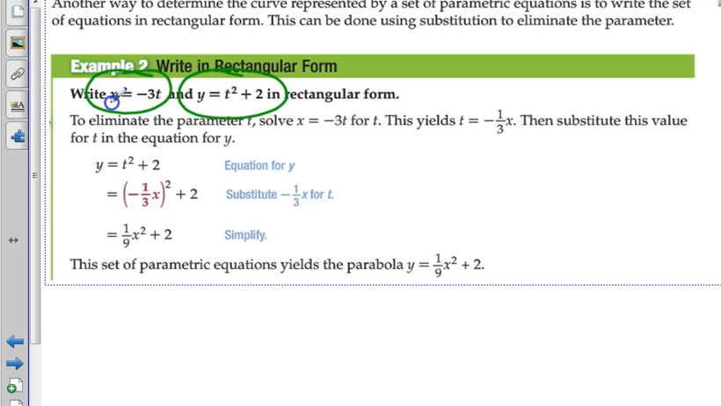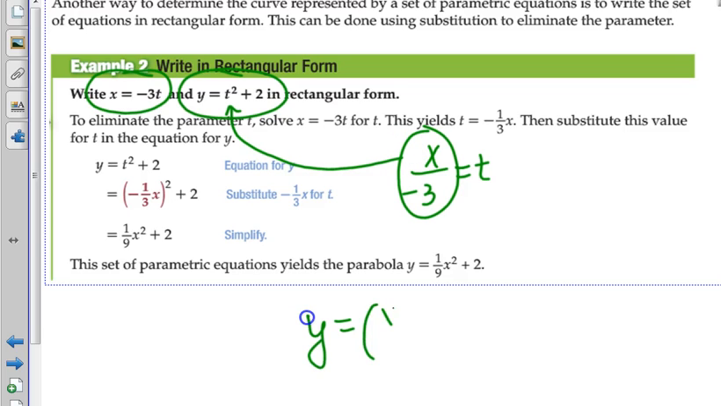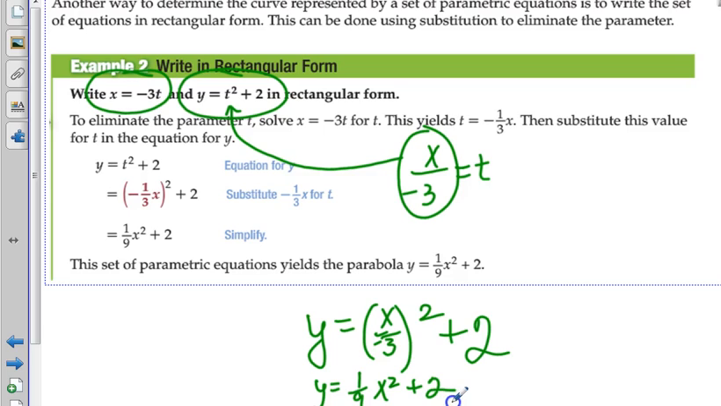I'm going to get the x by itself. I'm sorry, the t by itself in terms of x. What will that say? How do you get that t by itself right there? X over negative 3 equals t. And then I'm going to put this in here. Y equals x over negative 3 squared plus 2. Did I just get rid of t? Okay. Now, this is really just an x squared, but when you square negative 3, you get what? 9, and it's in the denominator, so it's like 1/9 x squared plus 2.